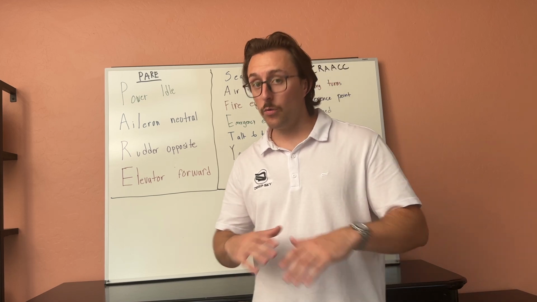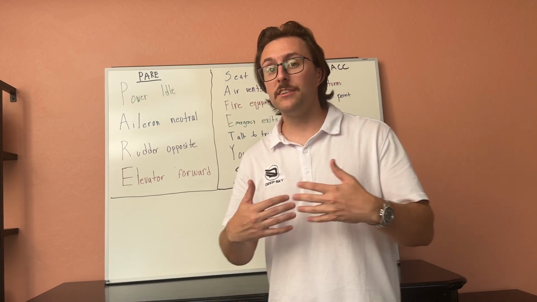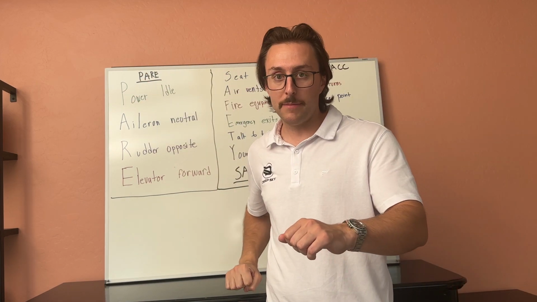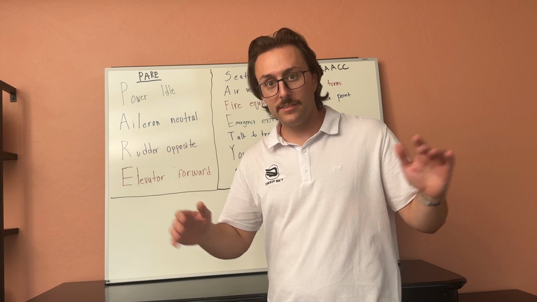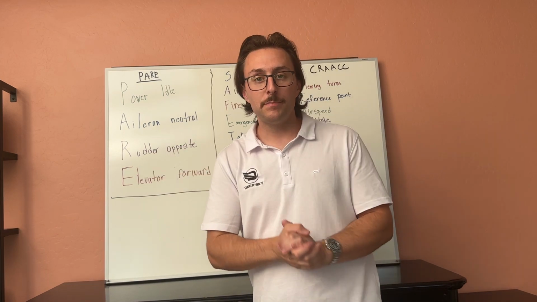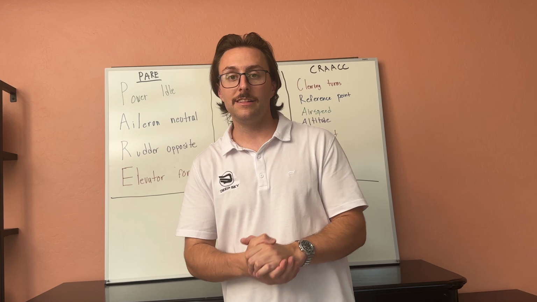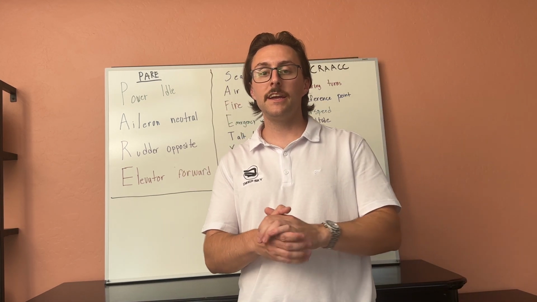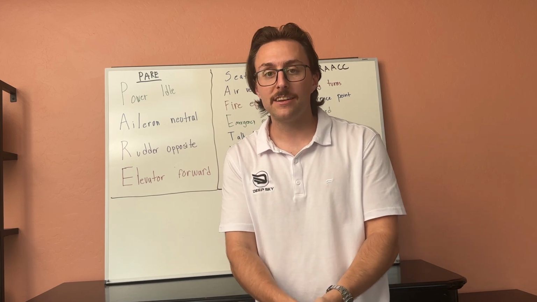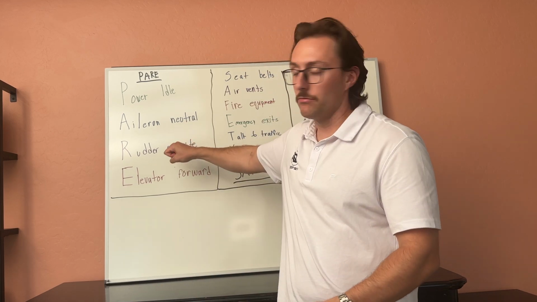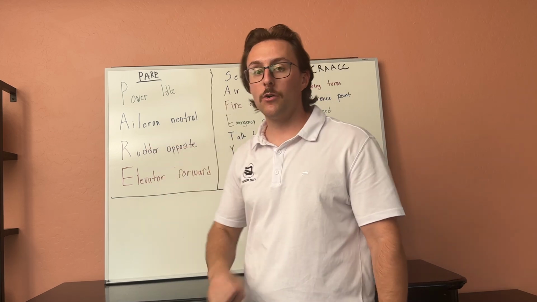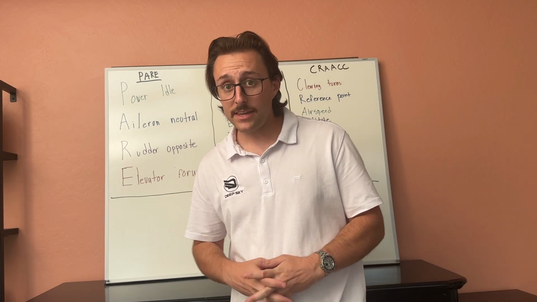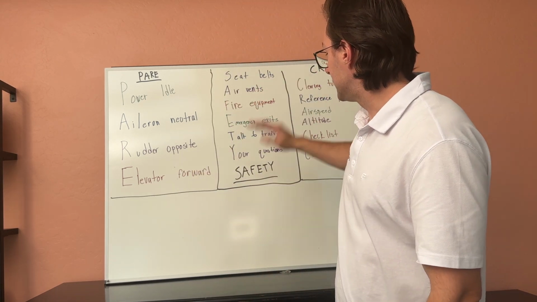And when we end up in it, hopefully we never do, but if we do, we need to know how to react. And what we're going to do is PAIR, which is power idle, so pull the power all the way back. Ailerons neutral, that means let go of the stick. Rudder opposite the spin, so if we're spinning to the right, we want left rudder. If we're spinning to the left, we want right rudder. And then elevator forward. And what you're doing there is you're essentially pushing it down so that you can break that stall now that you've stopped the spin. So rudder opposite stops the spin, elevator forward breaks the stall, and then you'll slowly pull back to recover from that spin.